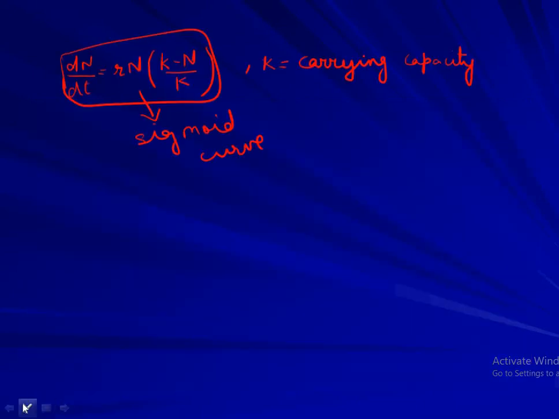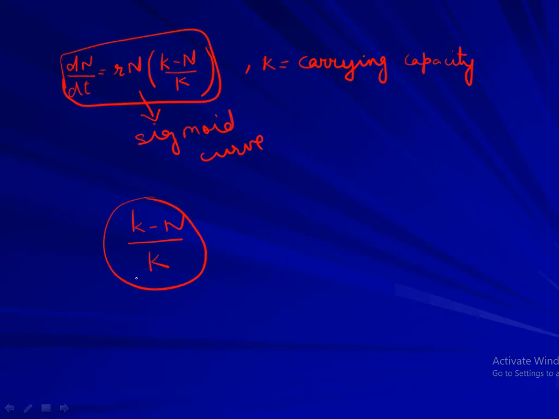So here K minus N denotes how many organisms may be added to a population at a given stage. The entire fraction (K minus N) upon K denotes the fraction of carrying capacity that is available for further growth. So that's the mathematical expression of logistic growth.